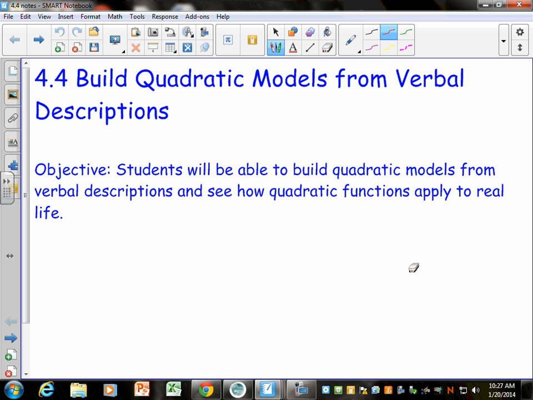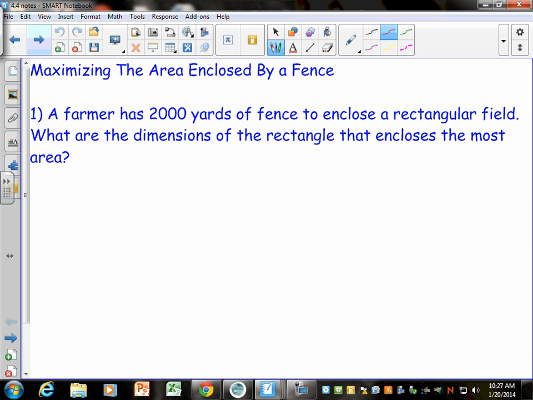It's fun. But today we're just going to do some story problems. So I printed these out for you just because I didn't want to wait for you to write all this stuff down. So here we go.